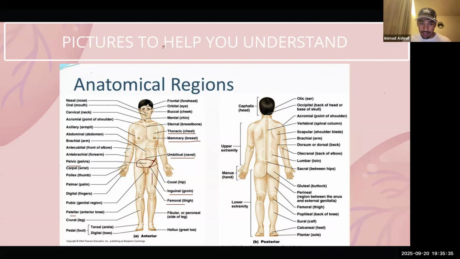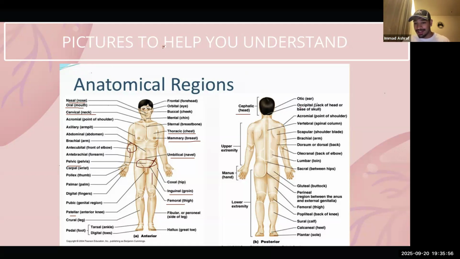I went over antebrachial is your forearm, antecubital is your cubital fossa, which is anterior to your elbow. And then cervical is your neck. Oral means mouth. Everyone knows this. Nasal means nose. Okay, that's pretty easy. Now we're going to go to the back. The cephalic means your head. Again, this is really important.